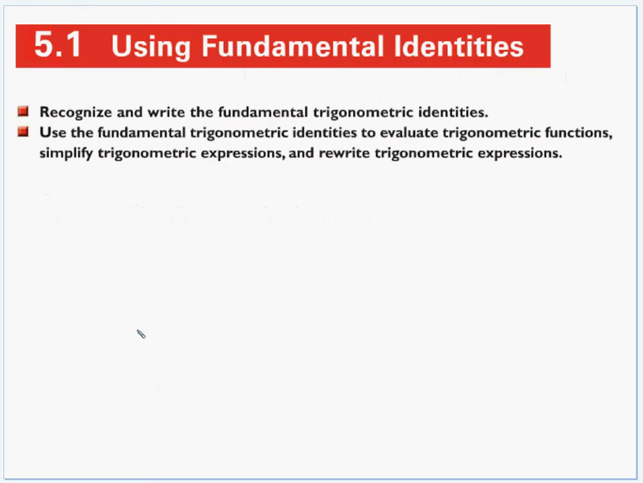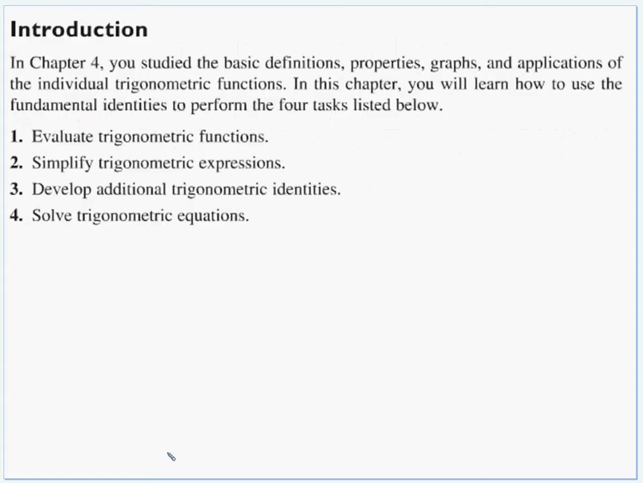The section will be cut up into 3 videos. Our bullet points here: recognize and use the fundamental identities, and use those fundamental trig identities to evaluate trig functions, simplify expressions, or rewrite trig expressions. So in the last chapter, we studied the basic definitions, the properties, the graphs, and the applications of the individual functions. In this chapter, we're going to learn how to use those fundamental identities to perform these tasks listed below: evaluate trig functions, simplify expressions, come up with additional trig identities. We don't have enough. We can always make some more. And we will solve equations that have trig functions in them.